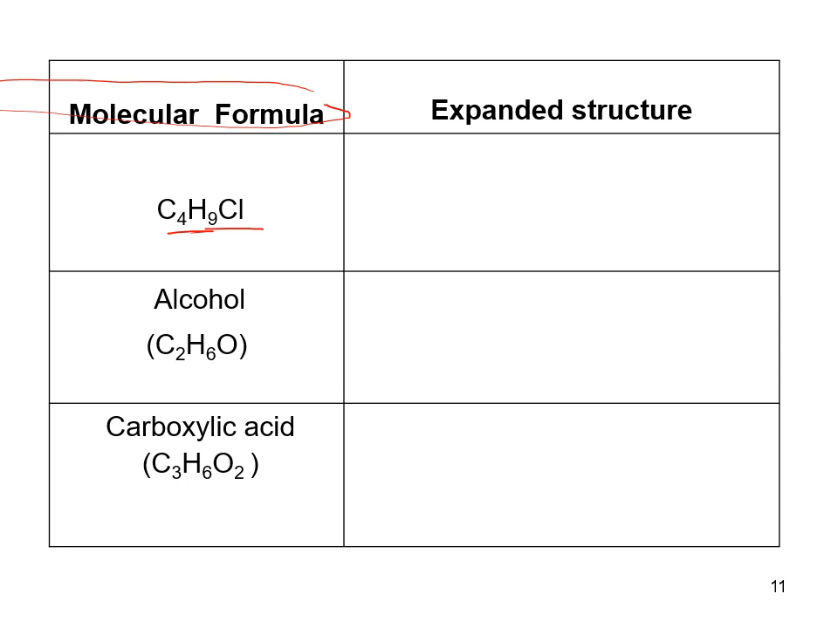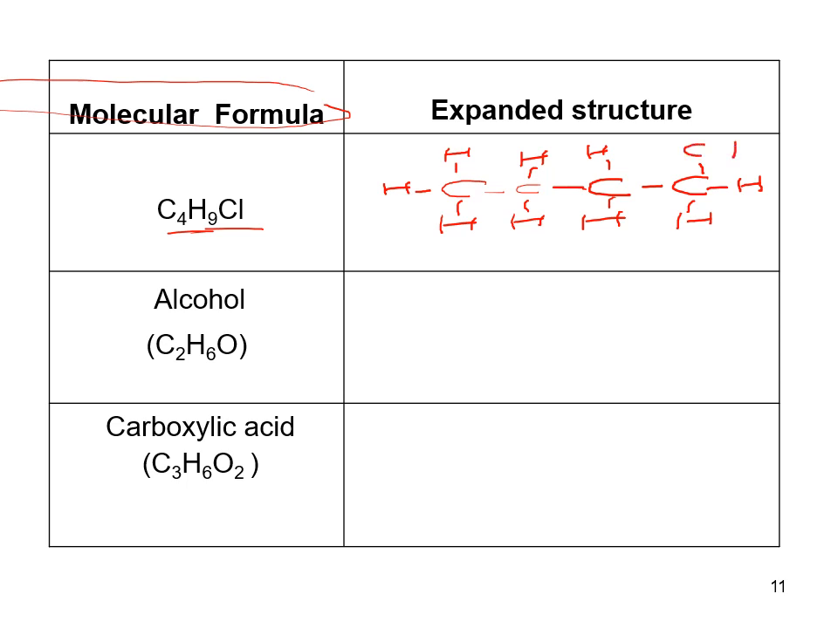First we need to show 4 carbons, and then bonded to 1, 2, 3, 4, 5, 6, 7, 8, 9. Yes, there are 9 hydrogens. Here is the chlorine atom. So this is one of the expanded structures for C4H9Cl.